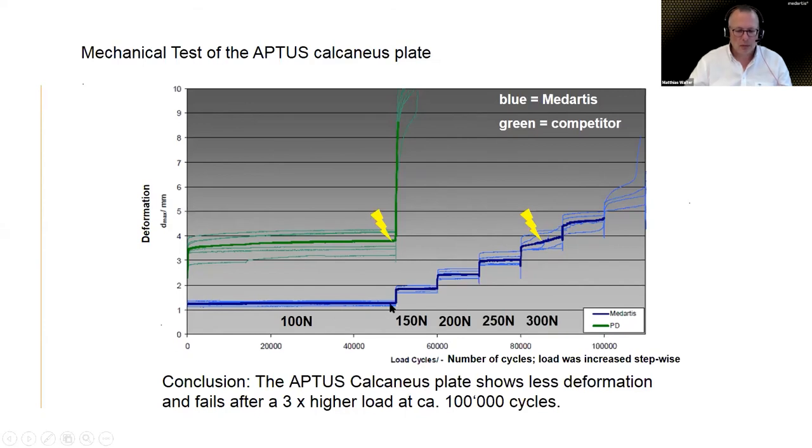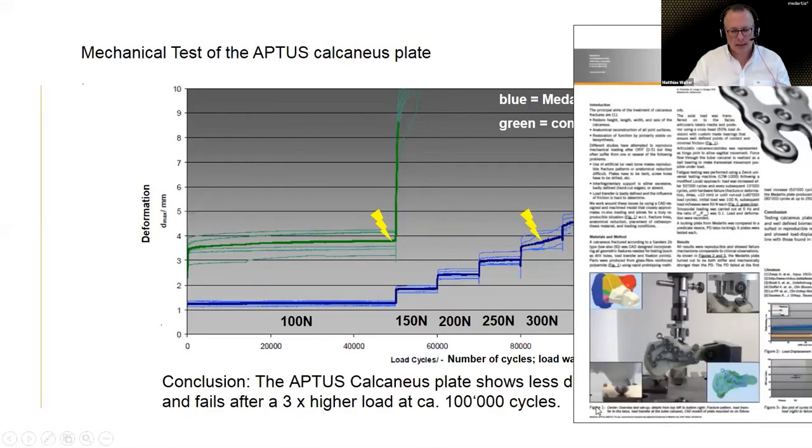Whereas with our plate, we could ramp the whole thing up. We could go 150, 200, 250, 300 newtons, nearly 400 newtons, so nearly 40 kilograms, and 90,000 or 100,000 cycles before ours actually lost it. So to me, this is a clear sign. If you have a good design, if you have a clever orientation and geometry of your construct, you can always outperform the stuff that's already out there, but you have to understand how the construct actually works.